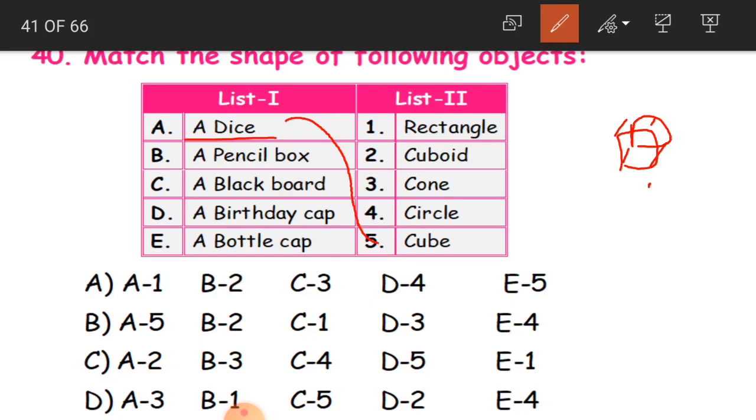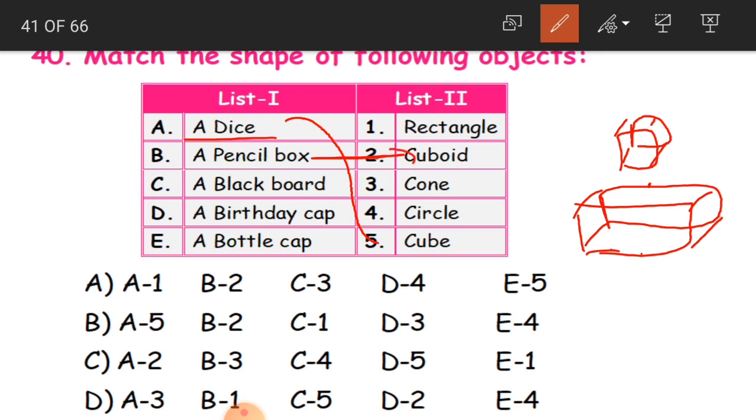Next comes a pencil box. Again, this will be our pencil box. Yes, pencil box is also a 3D shape. We can rotate and see. So pencil box is in the shape of a cuboid.